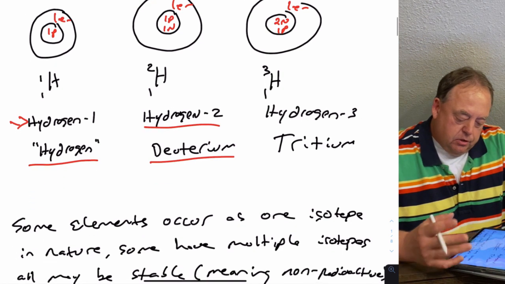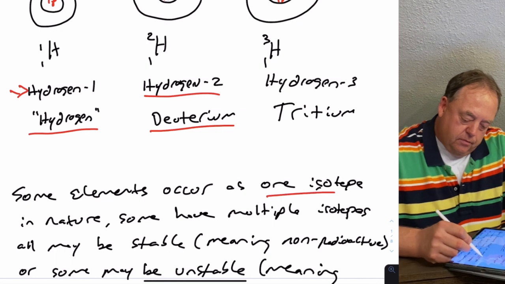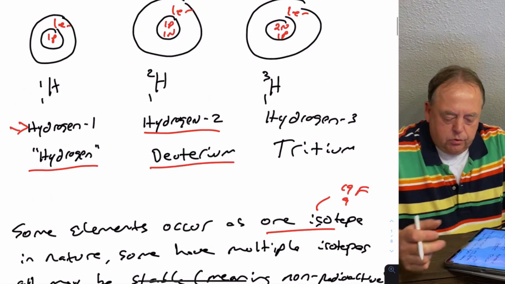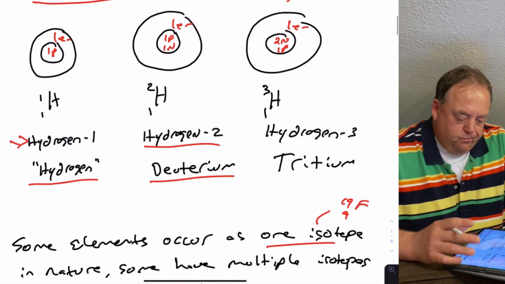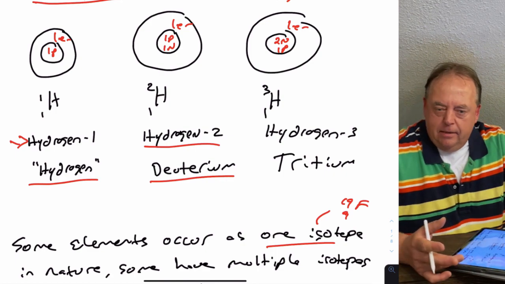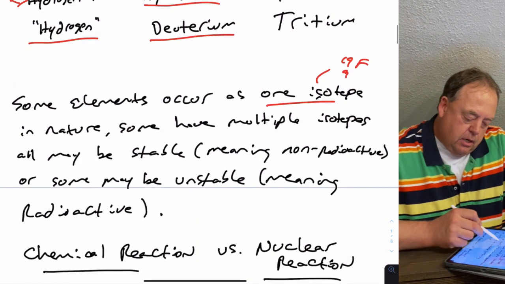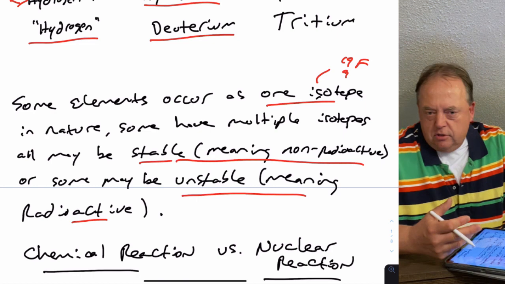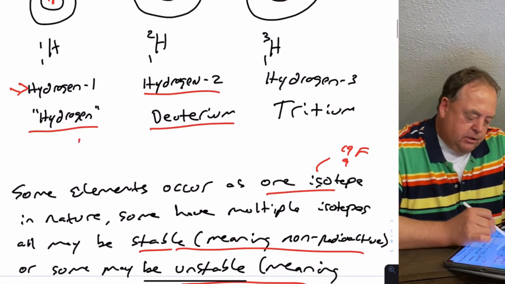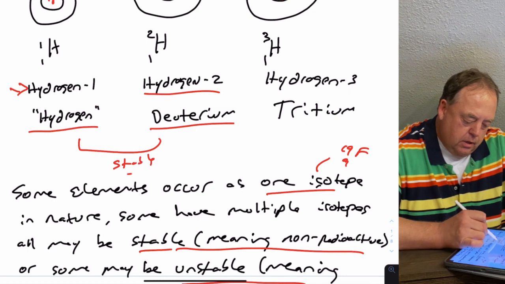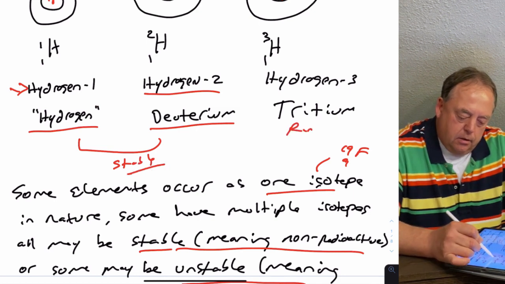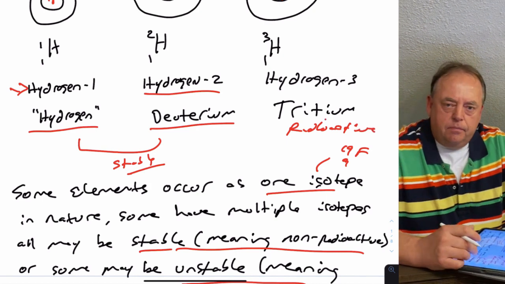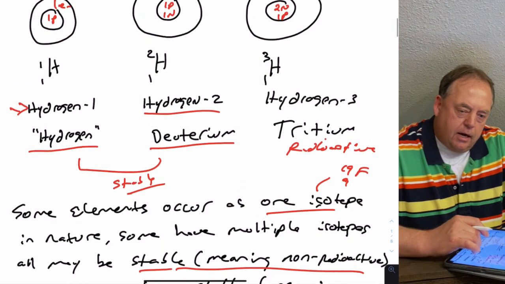So some elements occur as only 1 isotope in nature. So for example, fluorine occurs as only 1 isotope in nature. Hydrogen occurs as 3 isotopes in nature. And they may all be stable, and what do I mean by stable? That means non-radioactive, or some may be unstable, meaning they're radioactive, which is what this chapter covers. So for hydrogen, for example, hydrogen 1 and hydrogen 2 are stable, but hydrogen 3 is not. Right, it's radioactive, so it will over time decompose to something that has a more stable nucleus than hydrogen 3 has.